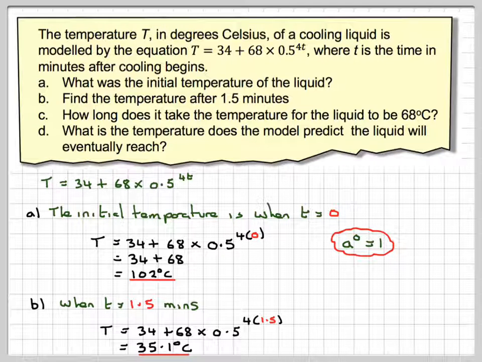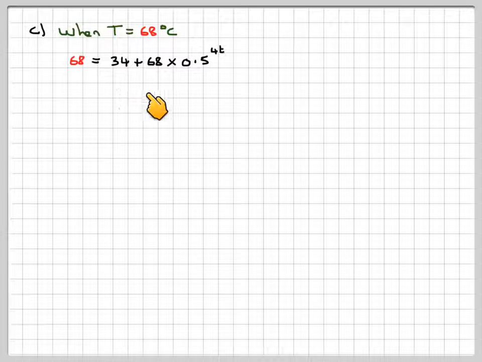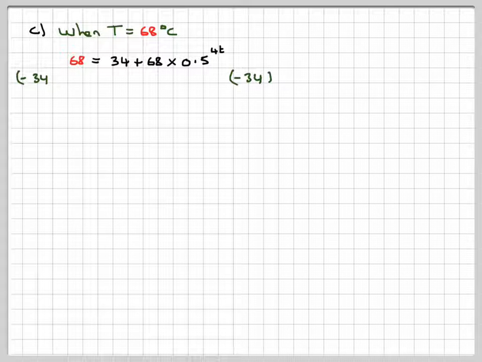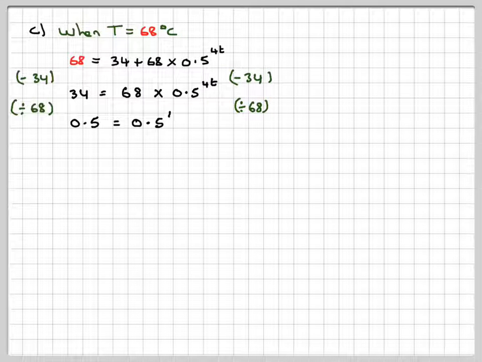Right, now we need to know when the temperature is going to be 68. So when T is equal to 68, we're going to get 68 is equal to 34 plus 68 times 0.5 to the 4t. If we subtract 34 from both sides, we get that 34 is equal to 68 times 0.5 to the 4t. Now dividing by 68, we get 0.5 is equal to 0.5 to the 4t.